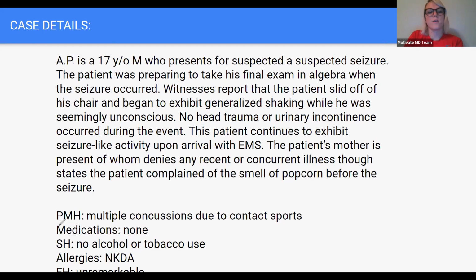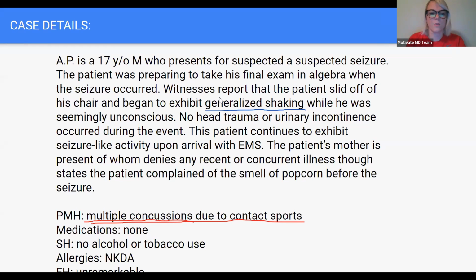In terms of past medical history, that's what PMH means: multiple concussions due to contact sports, no medications, no alcohol or tobacco use, no allergies, and no family history. So we have a little bit to work with here. But what I would like for you guys to do is pull out your pointers and underline specific key phrases or words, being meticulous to leave out other things that aren't important, that are in fact important about this actual case. So things that are important about this history that we want to pinpoint.